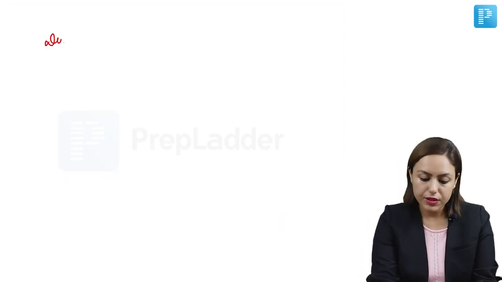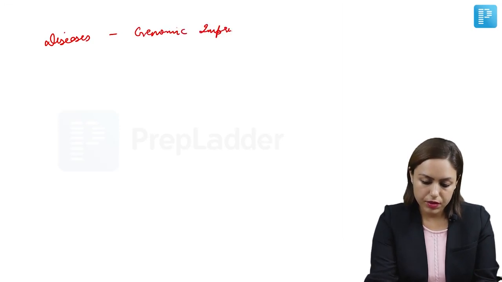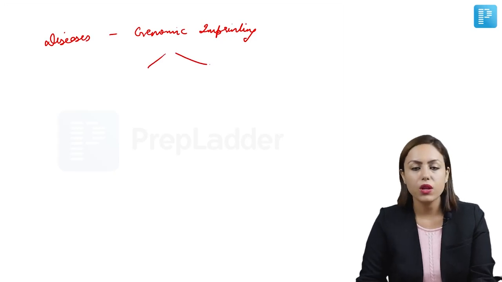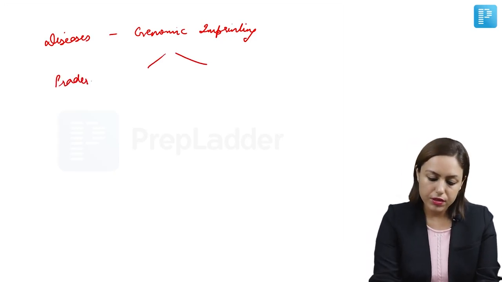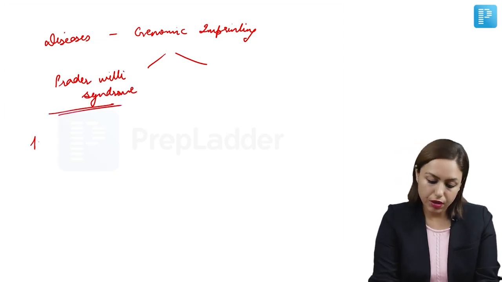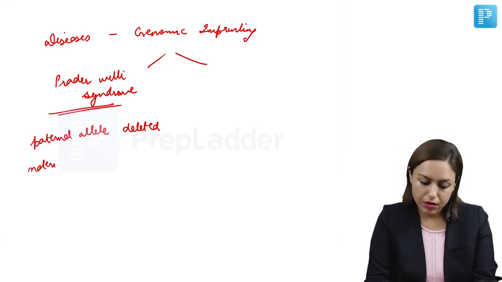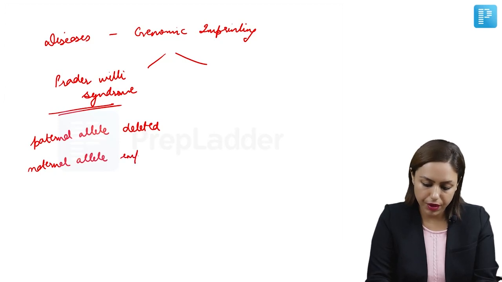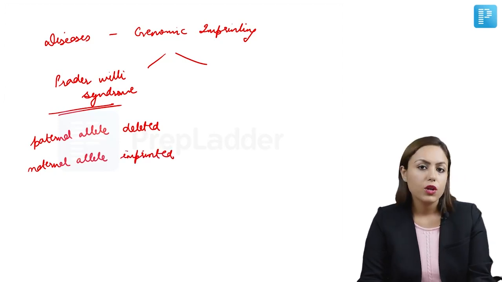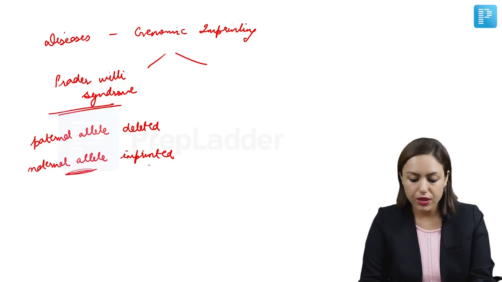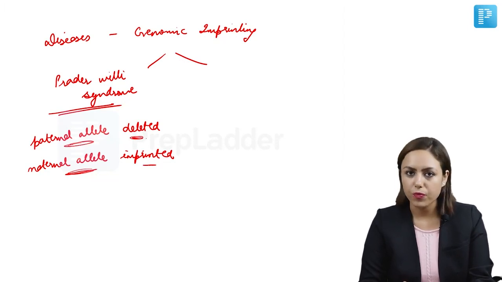Right? Then the diseases due to genomic imprinting. Diseases which can occur due to genomic imprinting. There are only two diseases. One is Prader-Willi syndrome, in which the paternal allele of the gene is deleted and the maternal allele is imprinted. So the gene will be affected because the mother's copy is imprinted, that is inhibited, and the paternal copy is deleted. So the gene is not working at all, right?